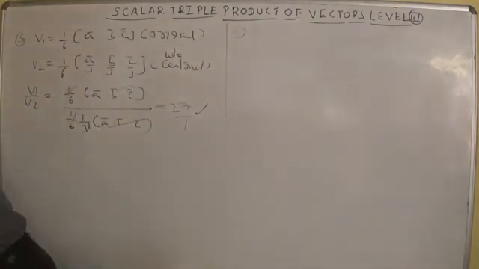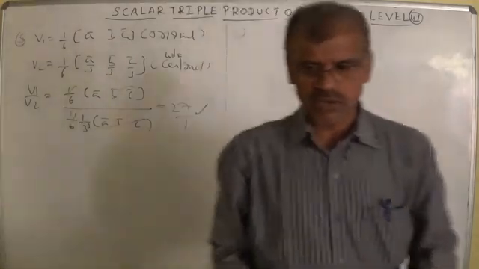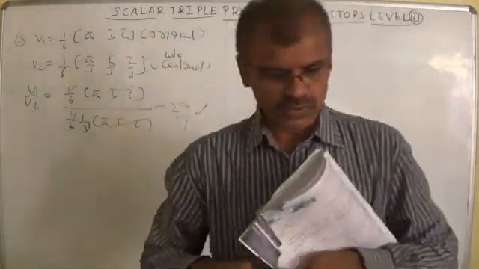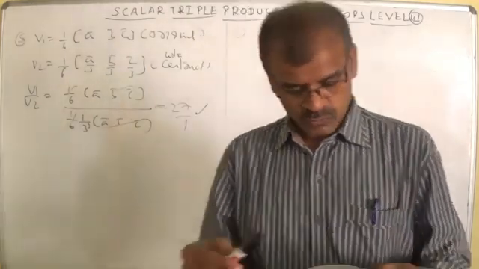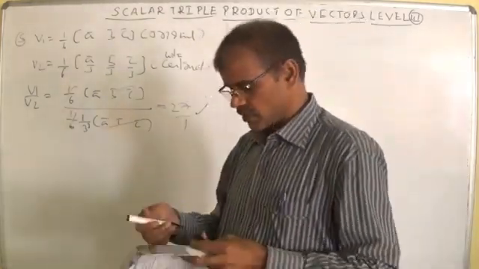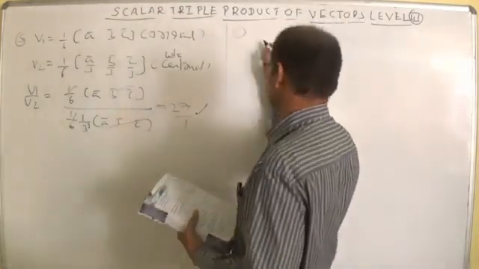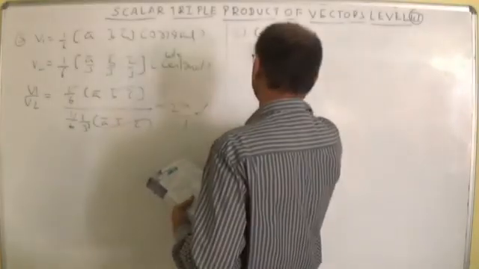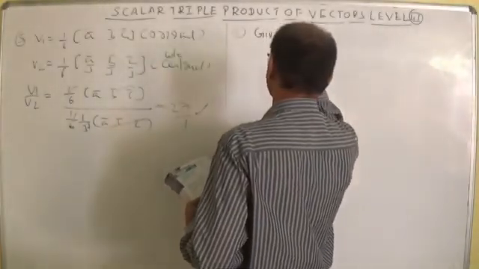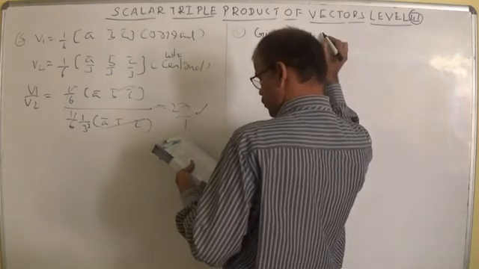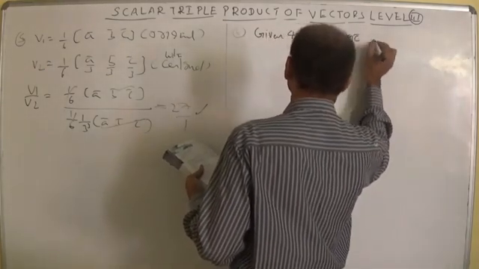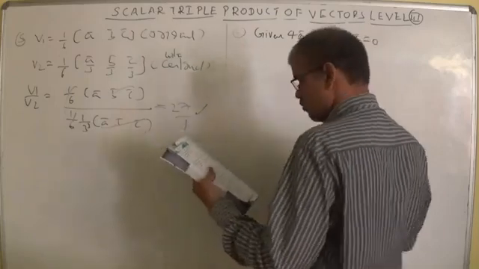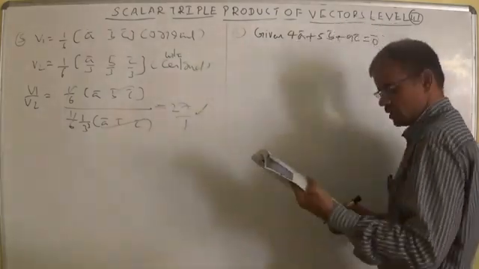Sixth one. 4a plus 5b plus 9c bar equal to 0. Given the relation 4a bar plus 5b bar plus 9c bar equal to 0 bar, this is a null vector.